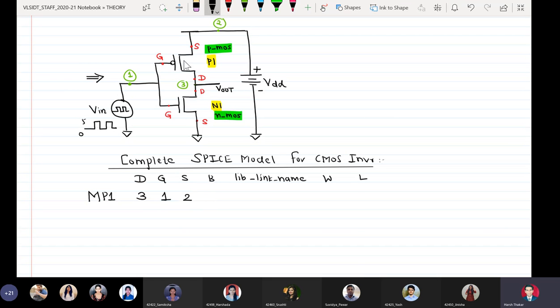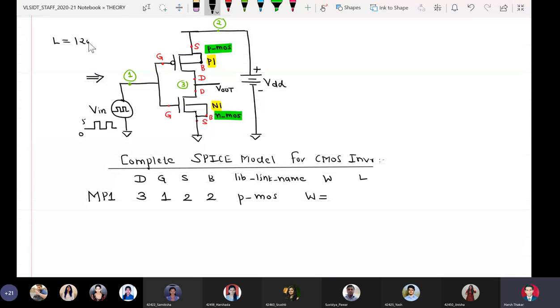One thing which I did not draw is that the body terminal is to be connected like this here. So this is body. Similarly, here also there is a body terminal, it is connected here. So let us also denote that this is the body terminal. Now it is easy. Drain, gate, source, body. So body of P1 is also connected to 2, and our library link name is P underscore MOS. Let us assume that we are using equal sized MOSFET. For 120 nanometer technology, let us say that the technology is 120 nanometers.